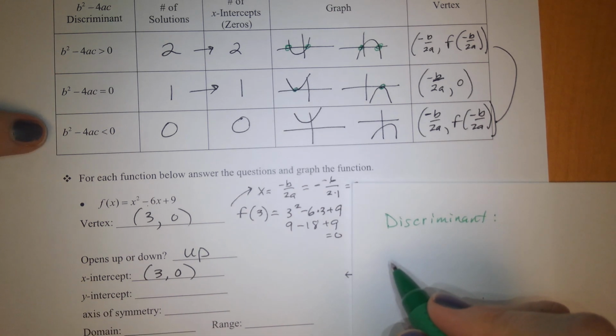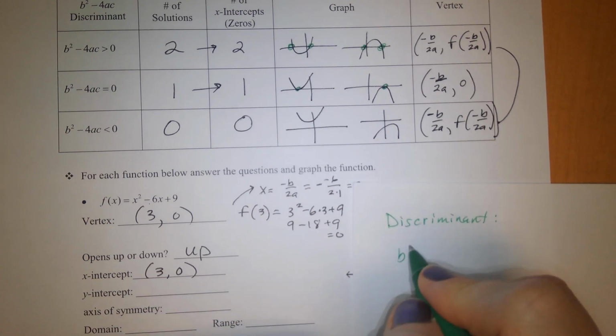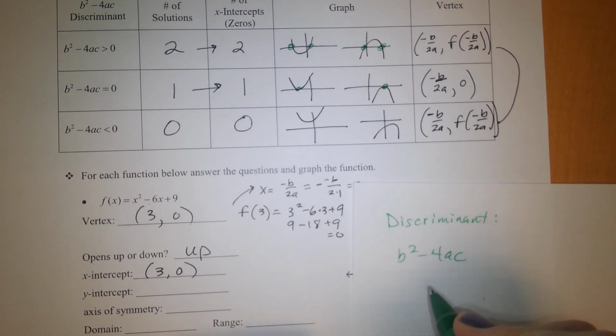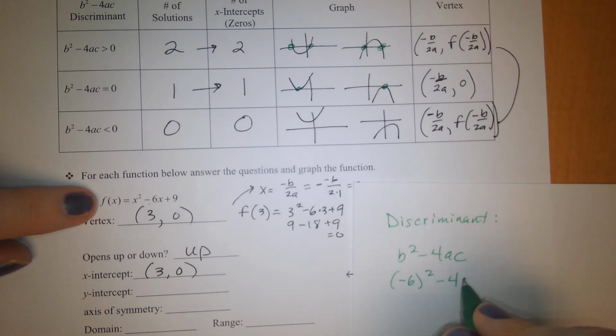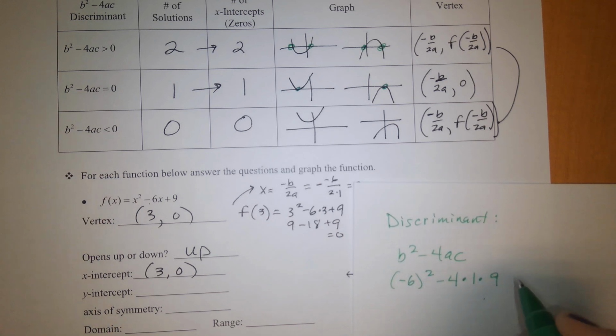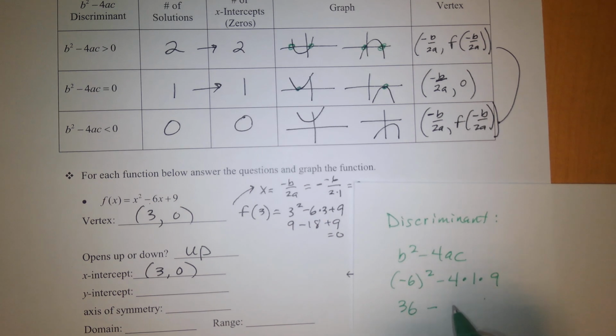The discriminant is b squared minus 4ac. So we have b squared, so that's negative 6 squared, minus 4 times a times c. So this is 36 minus 36, which is 0.